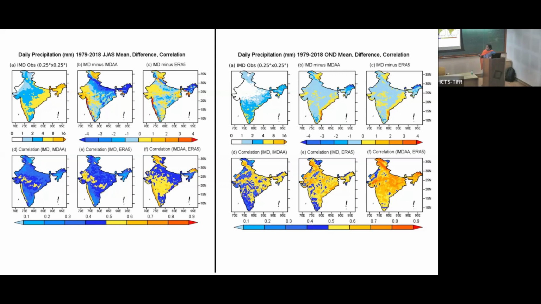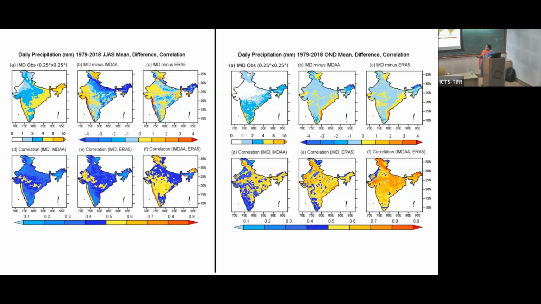So this is the IMD observation. This is IMD minus IMDAA and IMD minus ERA5. In the lower panel, you can see the correlation. This is the IMD and IMDAA correlation, which is about 0.5. But if you see the correlation between IMD and ERA5 also, over this monsoon core region, in both the reanalyses the correlation with the IMD observation is higher, maybe above 0.6.